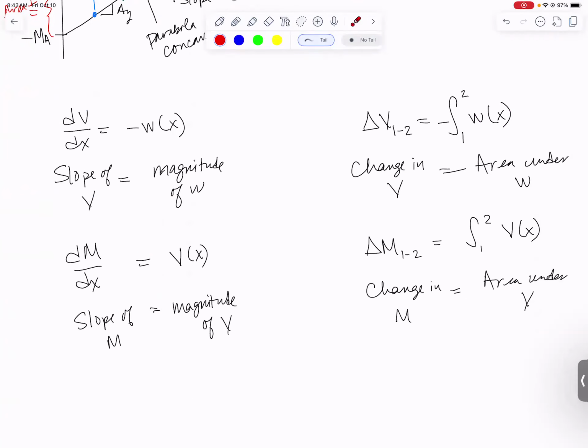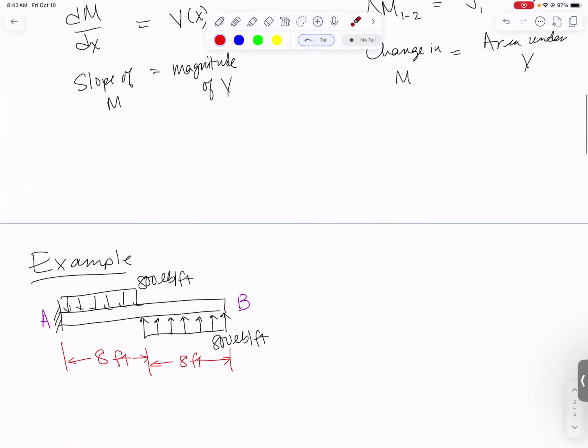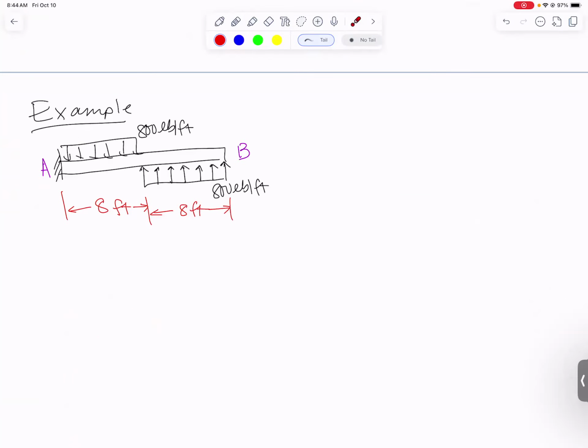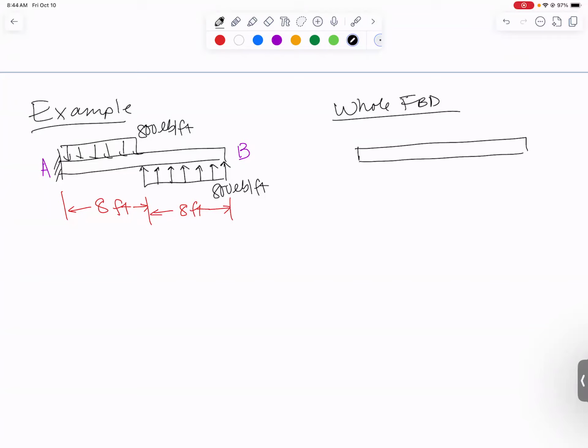Let's practice with 2 examples using distributed loads. Here's my first example. A couple of distributed loads, both 800 pounds per foot. We always need to start with a whole free body diagram because I need to find the reactions at A because they will impact my shear force and bending moment diagram. We have a rectangle. At point A, we're going to have reaction forces, Ax, Ay, and a moment at point A. Draw it counterclockwise or clockwise, whichever way you want.